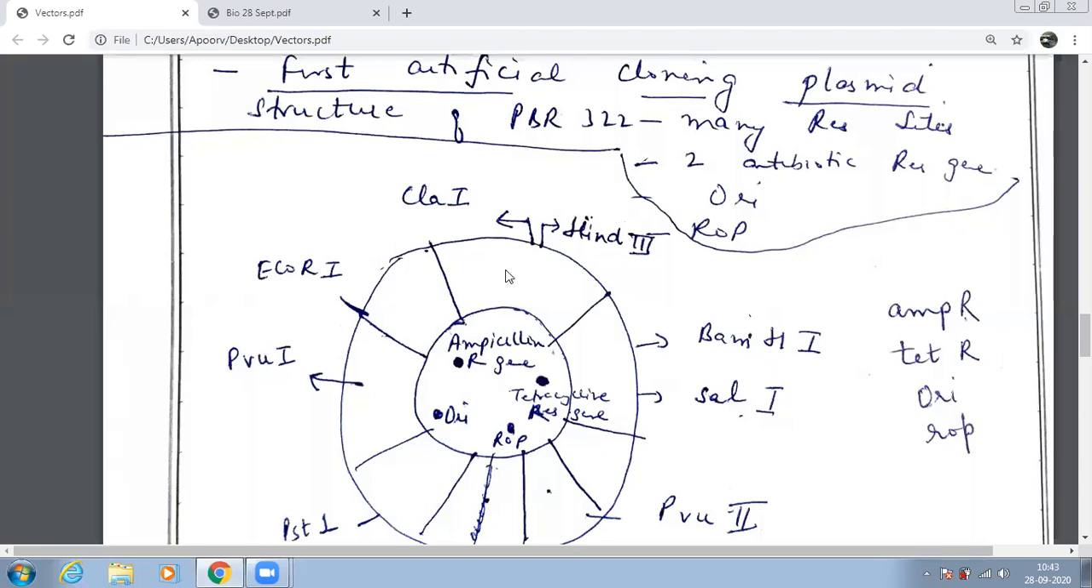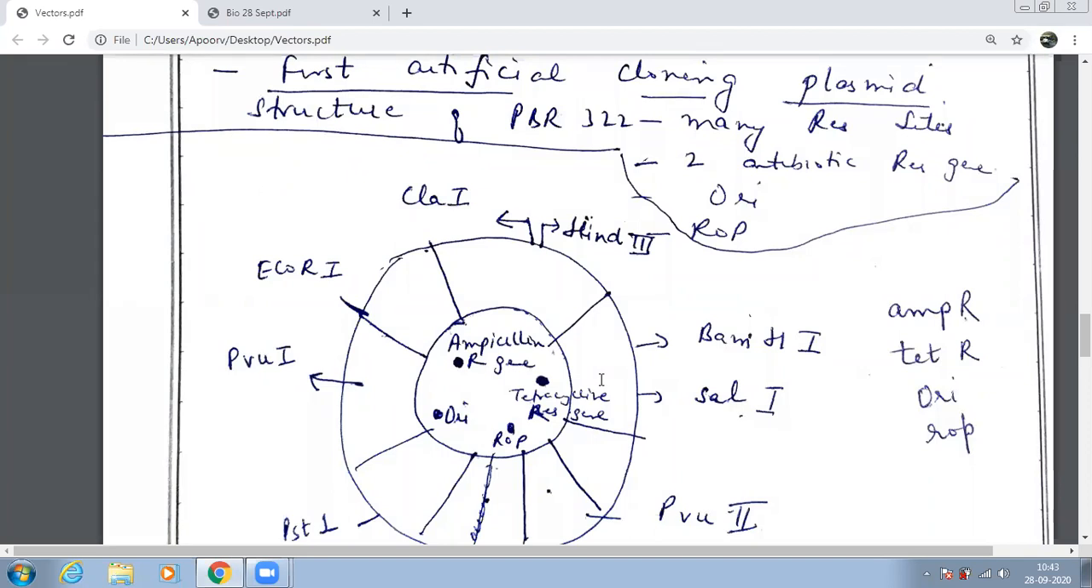So let me revise very quickly. We have a bigger circle and a smaller circle. Inside this smaller circle, we have 4 things. Name the 4 things. Ampicillin resistant gene, tetracycline resistant gene, ori site, ROP. So we are done. We need to have 4 here and we need to name the 8 endonuclease sites outside. The first one was Clav1, Hind3. Which was the first box over here? What will you name it as? Clav1, Hind3.